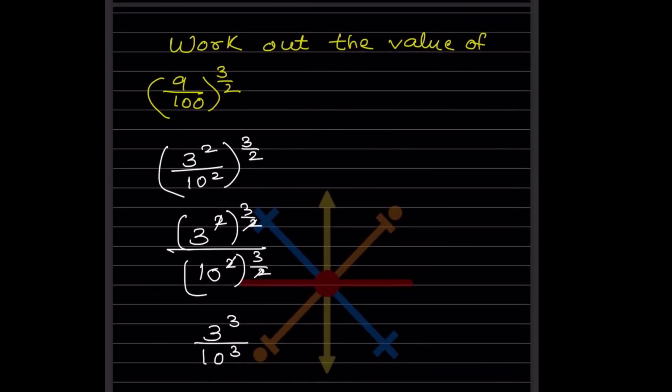Work out the value of 9 by 100 raised to 3 by 2. This one is a perfect square, this also is a perfect square. So we can write it as 3 square divided by 10 square, raised to 3 by 2. Now we will separate this one. So 3 raised to 2, 3 by 2, and this will be 10 raised to 2, 3 by 2.